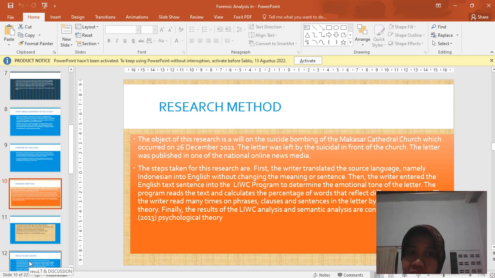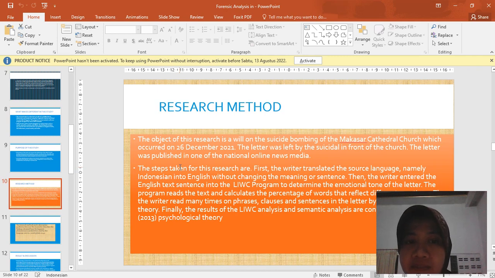And the research method. The object of this research is a will on the suicide bombing of the Makassar Cathedral Church, which occurred on 26 December 2020. The letter was left by the suicidal in front of the church. The letter was published in one of the national online news media.